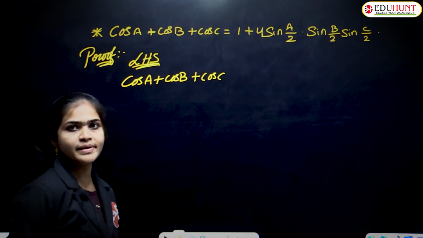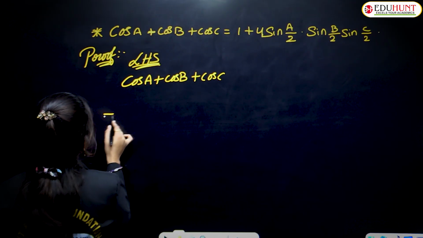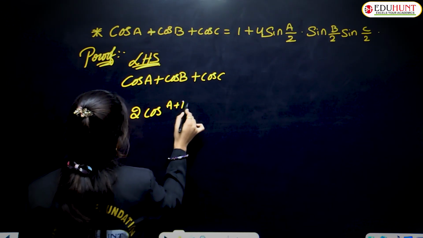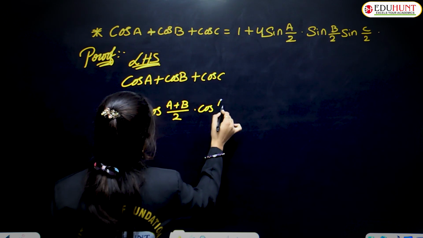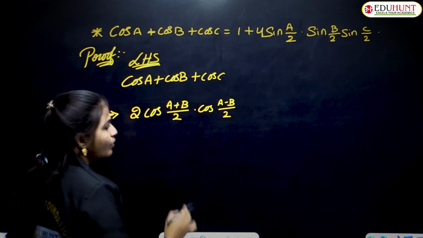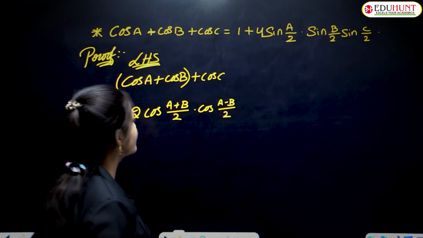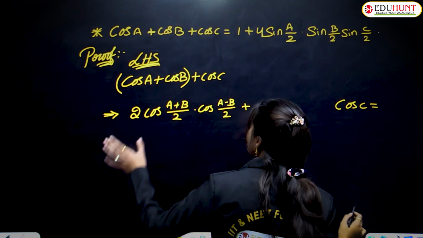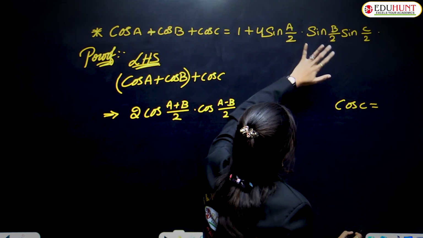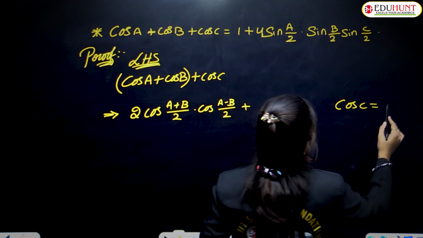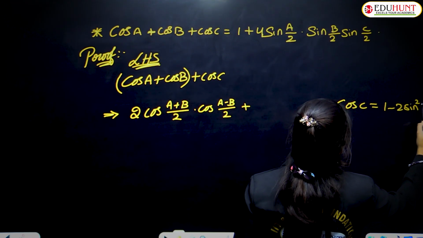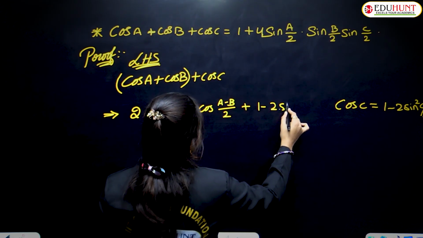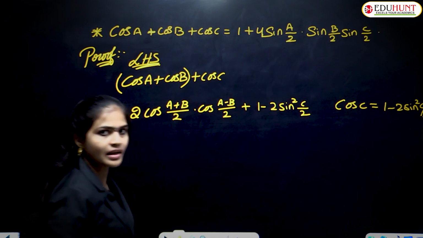So here cos a plus cos b. So cos c plus cos d formula, what is that? 2 cos a cos b. So 2 cos of a plus b by 2 into cos of a minus b by 2. Okay, that is the formula for that, cos a plus cos b. Plus cos c, which is equal to the formula in terms of sin. Why? Because in this formula every term is in sin, no? So that's why 1 minus 2 sin square c by 2. Am I clear to you?